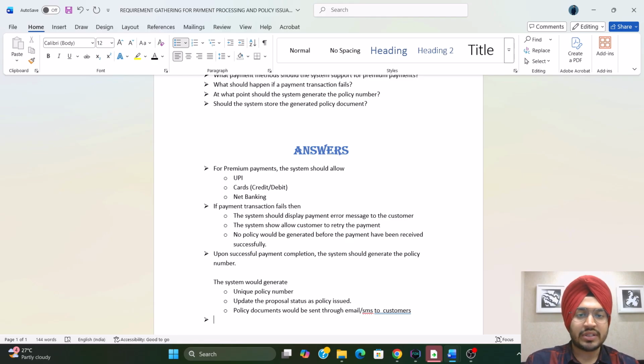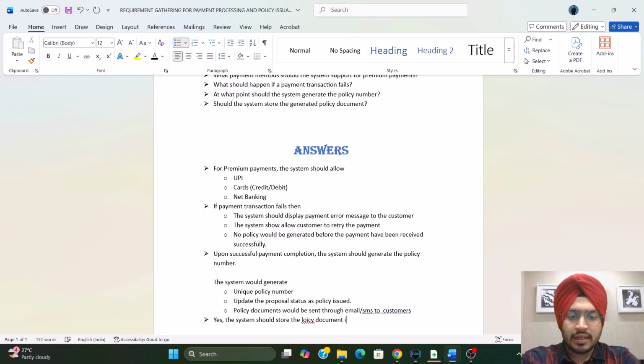Then, should the system store the generated policy documents? Yes, the system should store the policy document in the policy management system or document repository for future access by both customer and internal teams.